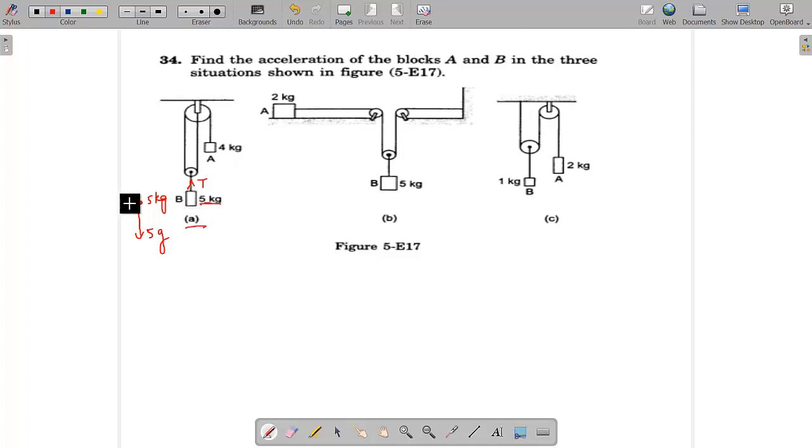See, there is a tension T acting upwards, right? We don't know what this tension is. Understood? Now, this string is different. This string is different. Yes, they are massless strings. So there is one string attached here, and there is another string attached to the 5 kg block.